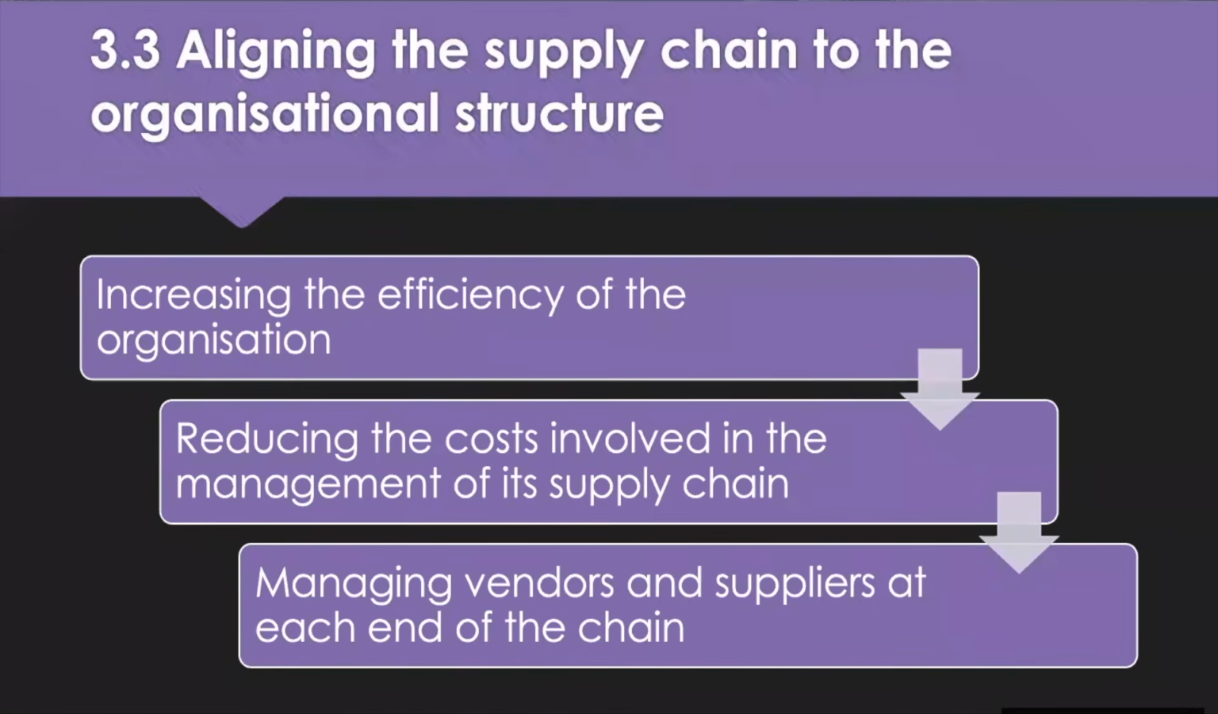But in every organisation, the supply chain is important because it's responsible for moving the raw materials from its suppliers to its products, and then shipping it to its customers. Now, the responsibilities of a supply chain structure are to increase the efficiency of an organisation, reduce the cost involved in the management of its supply chain, and manage vendors and suppliers at the end of each of the chain.